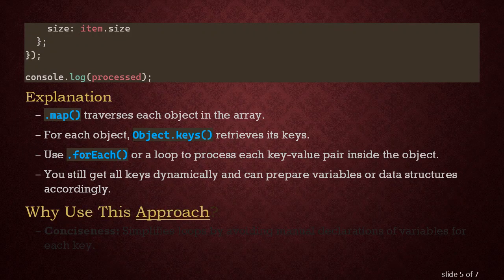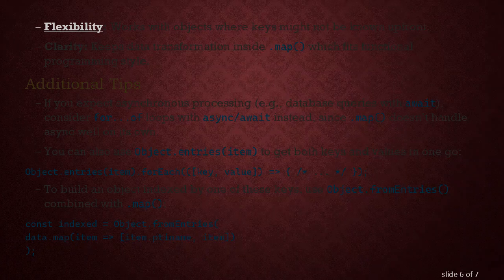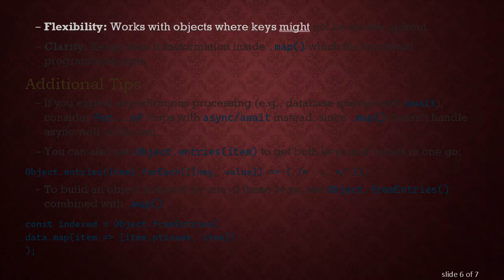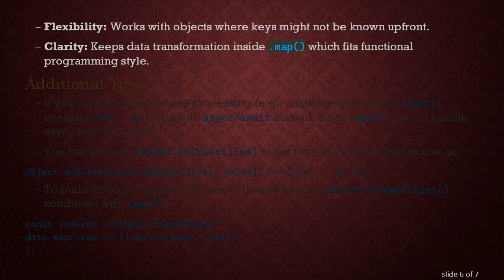Why use this approach? Conciseness: it simplifies loops by avoiding manual declarations of variables for each key. Flexibility: it works with objects where keys might not be known up front. Clarity: it keeps data transformation inside .map, which fits functional programming style.